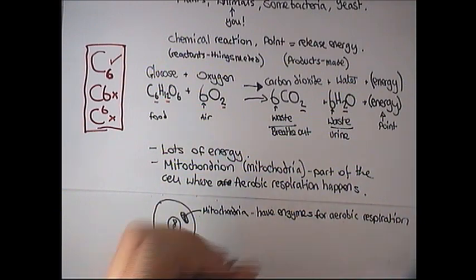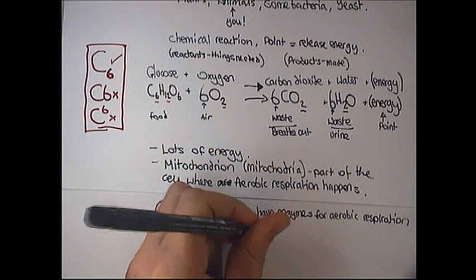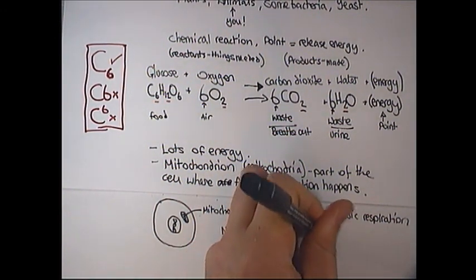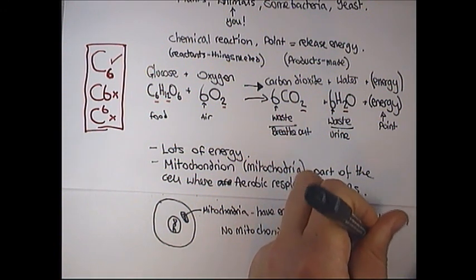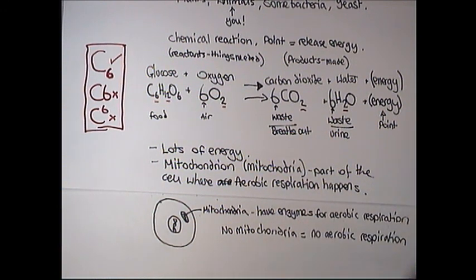So what that means is no mitochondria then equals no aerobic respiration. If you've not got the mitochondria, you've not got the enzymes you need in order for this reaction to take place, in order for the glucose to break down and be stuck together with the oxygen.